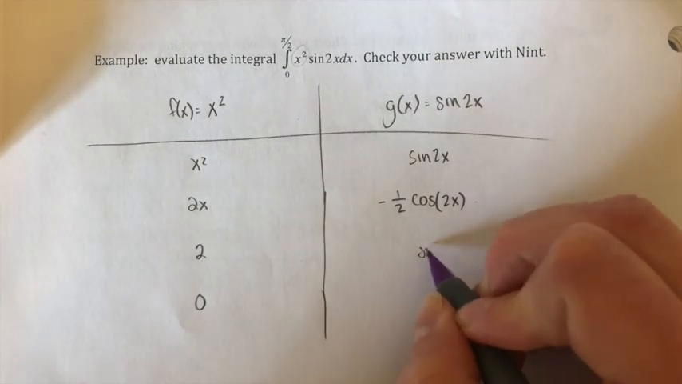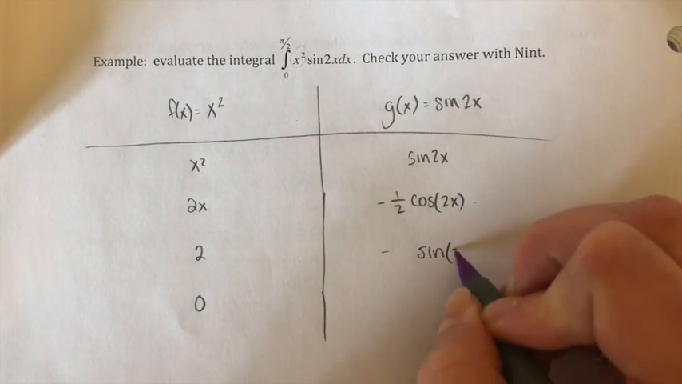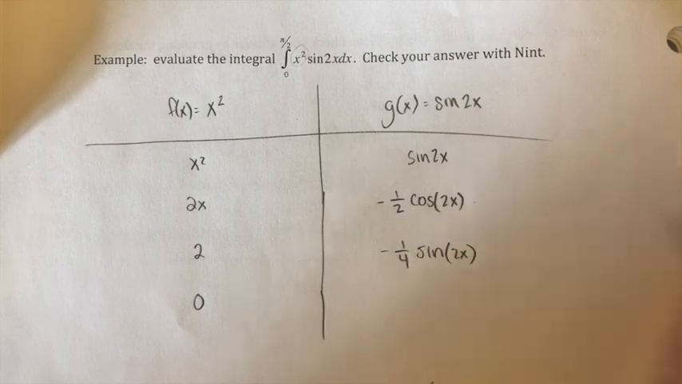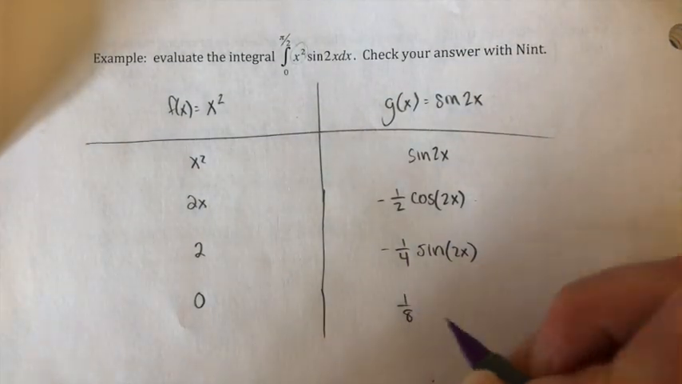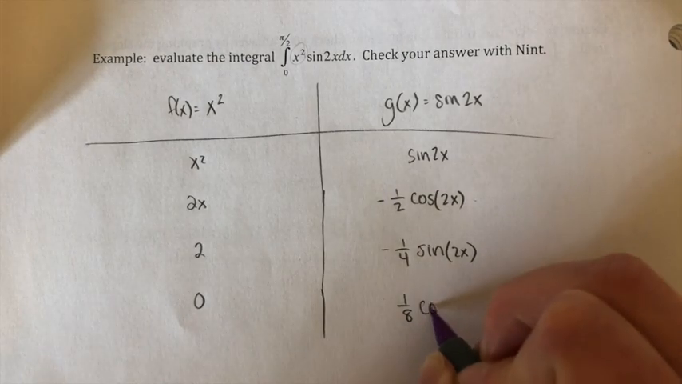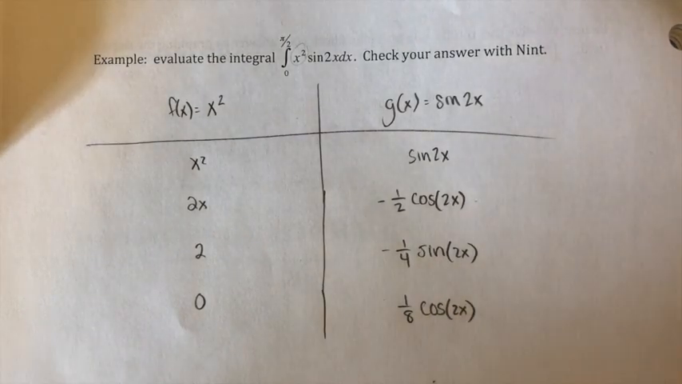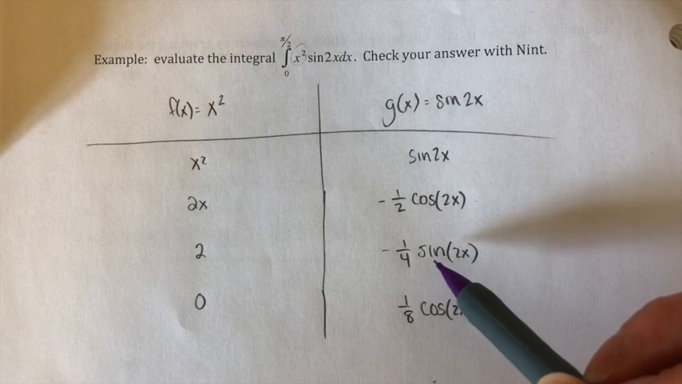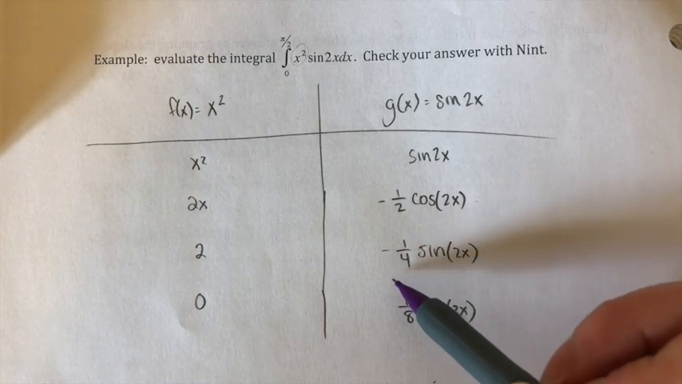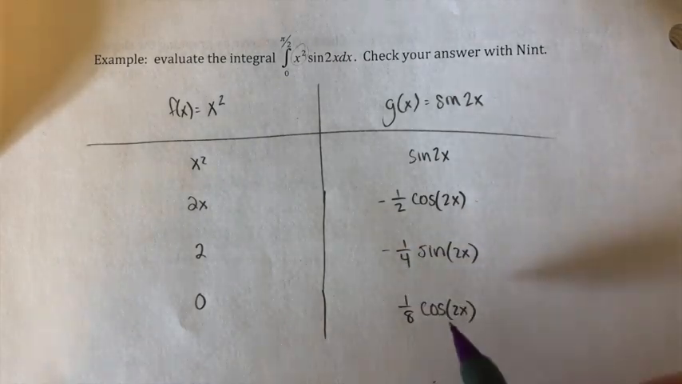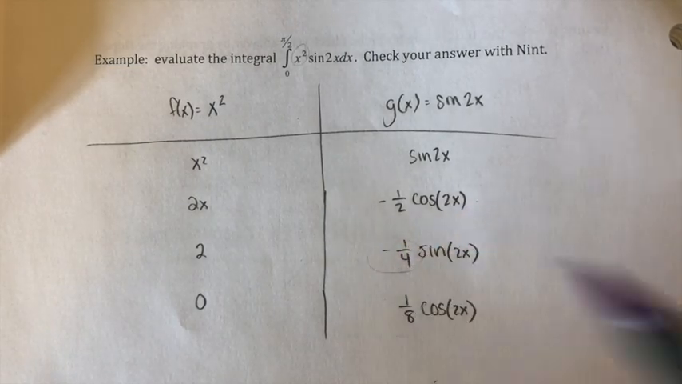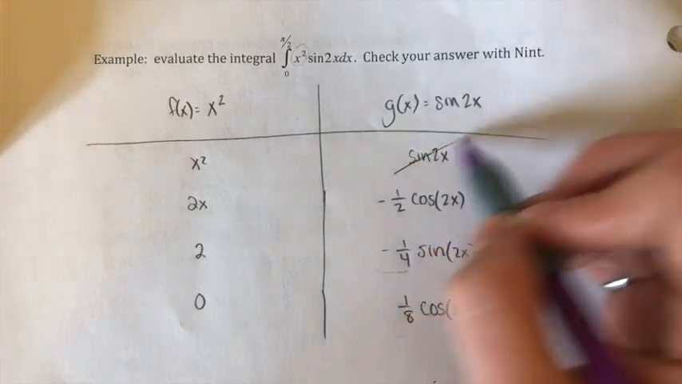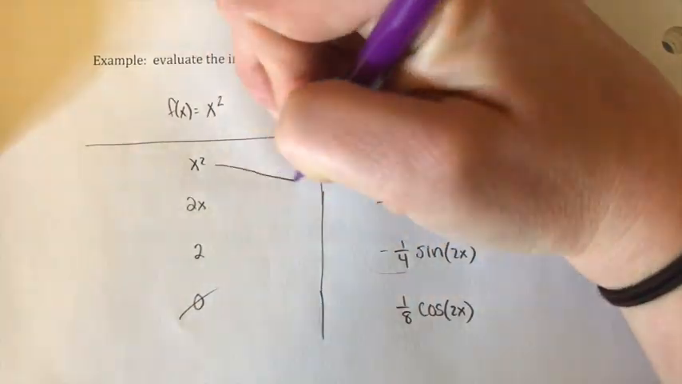And this one's going to be a negative sine of 2x. There's going to have to be a 1/4 in there to multiply. Then this one's going to be a positive cos of 2x, because the antiderivative of sine is negative cos, and a negative times a negative is going to equal a positive. And then that 1/8 has to be there so that when the 2 gets multiplied, we get back to the negative 1/4. This one doesn't matter, this one doesn't matter.